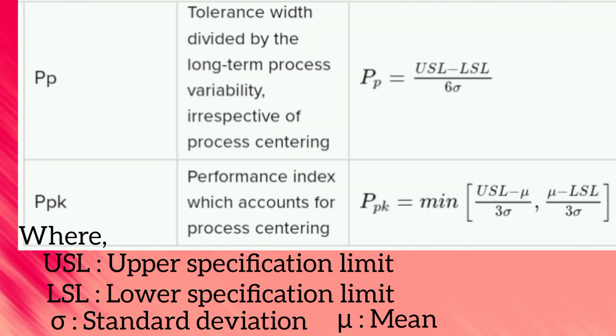PP is the tolerance width divided by the long-term process variability, irrespective of process centering. PP is equal to upper specification limit minus lower specification limit divided by 6 times standard deviation. PPK is the performance index which accounts for process centering. PPK is equal to the min of (upper specification limit minus mean) divided by 3 times standard deviation, and (mean minus lower specification limit) divided by 3 times standard deviation.